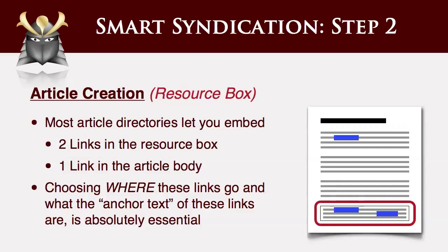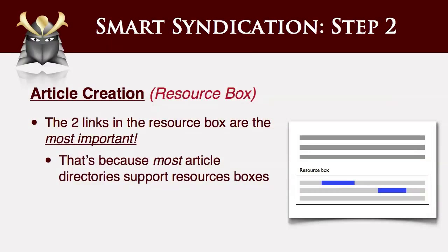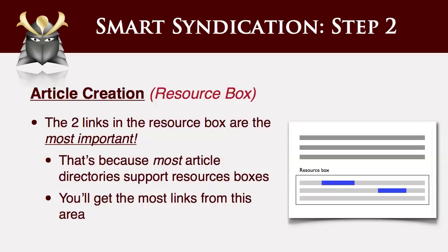Choosing where these links go and what the anchor text of these links are is absolutely essential, and one of the main reasons why many people's article marketing efforts fail. So here's how to do it right. The 2 links in your resource box are the most important. That's because almost all article directories support resource boxes, so you'll get the most number of links from this area.